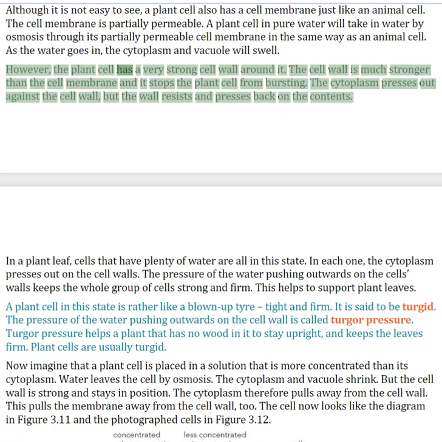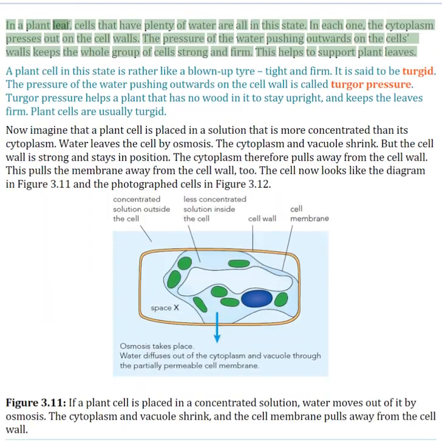However, the plant cell has a very strong cell wall around it. The cell wall is much stronger than the cell membrane, and it stops the plant cell from bursting. The cytoplasm presses out against the cell wall, but the wall resists and presses back on the contents. In a plant leaf, cells that have plenty of water are all in this state. In each one, the cytoplasm presses out on the cell walls. The pressure of the water pushing outwards on the cell's walls keeps the whole group of cells strong and firm. This helps to support plant leaves.